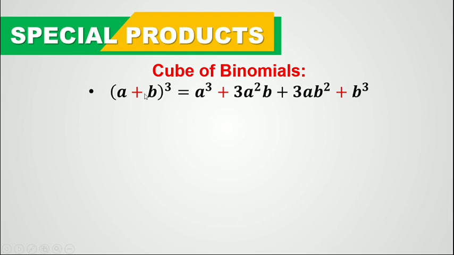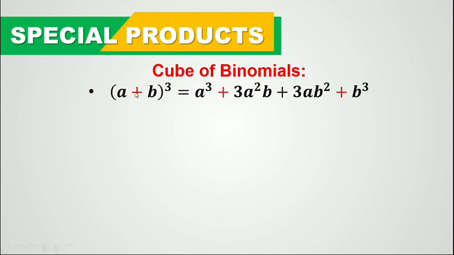plus 3 times the square of the first term times b. So that's 3a squared b, and then plus 3 times the product of the first term and the square of the second term, that's 3ab squared, and then plus the cube of the second term. The second term is b, so its cube would be b cubed. So this is just the pattern, which you need to familiarize yourself with in order to answer such questions directly.